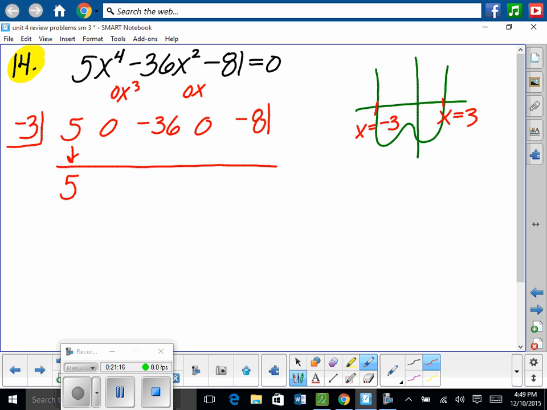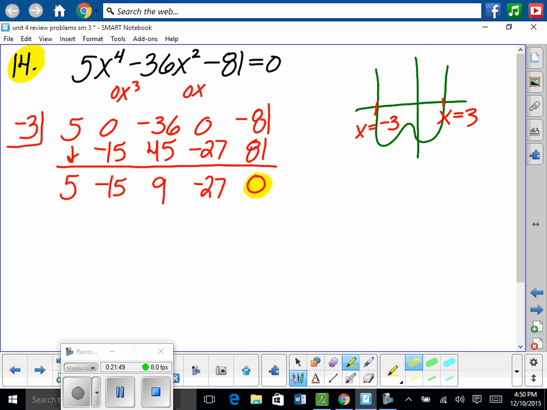Drop that down. And we have 5 times negative 3, which is negative 15. Add straight down, negative 15. And then we have negative 15 times negative 3, which is 45. And then we add straight down, which is 9. 9 times negative 3 is negative 27. Add straight down is negative 27. Negative 27 times negative 3 is positive 81. Add straight down is 0. Remember, that better be 0, otherwise that wasn't a root, and we know it was. Or we've done synthetic division wrong. Or we forgot the zeros.